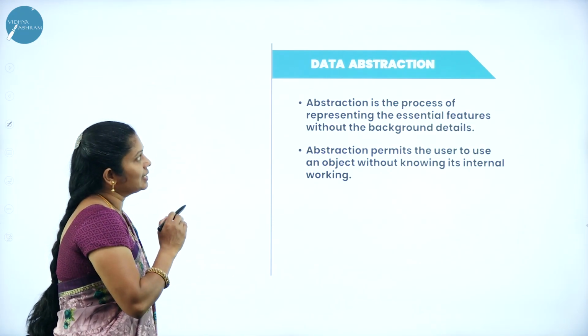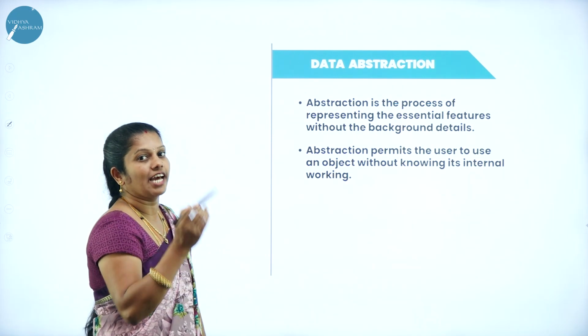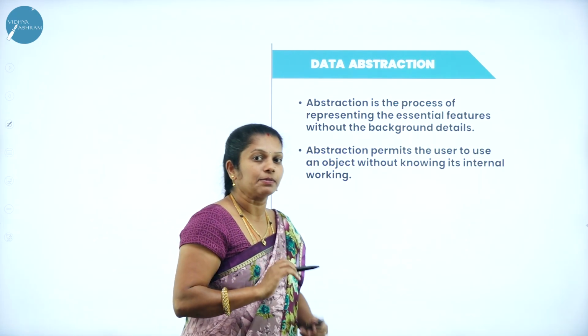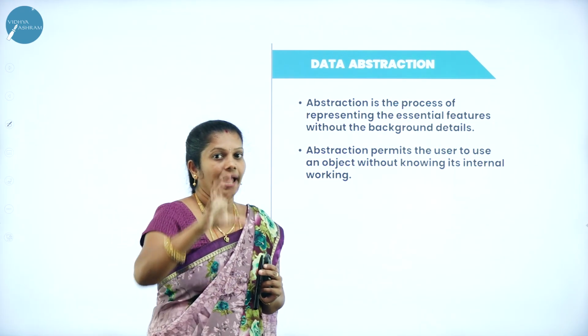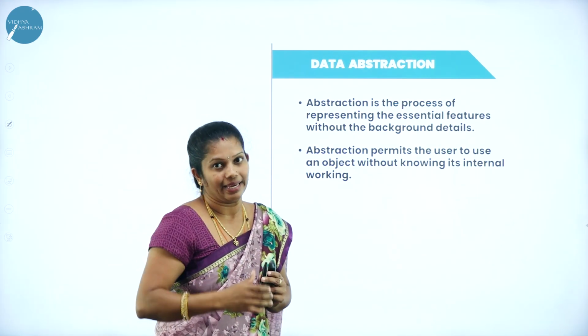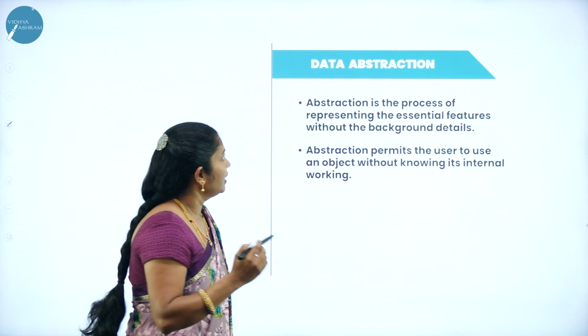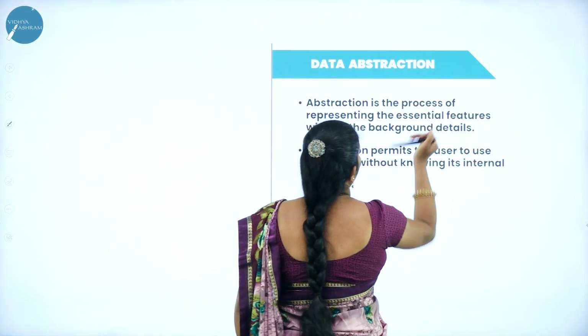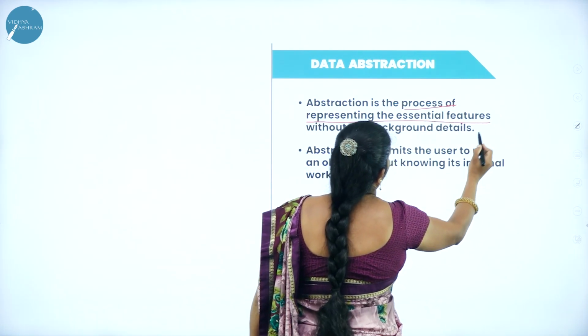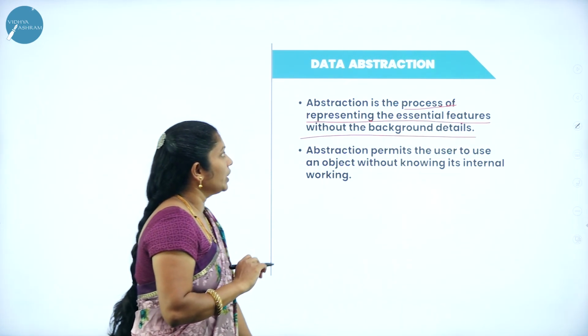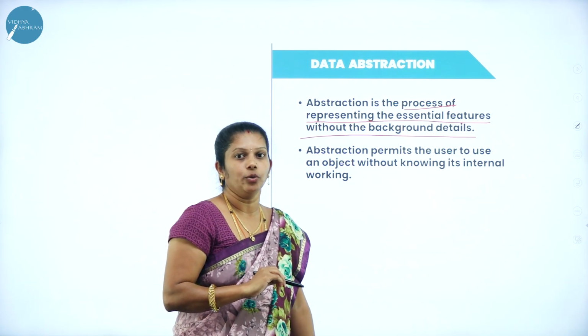Next, we will discuss data abstraction. What do you mean by abstraction? Abstracting, for example, I used to say extracting or taking. Abstraction is a process of representing the essential features without considering the background detail.